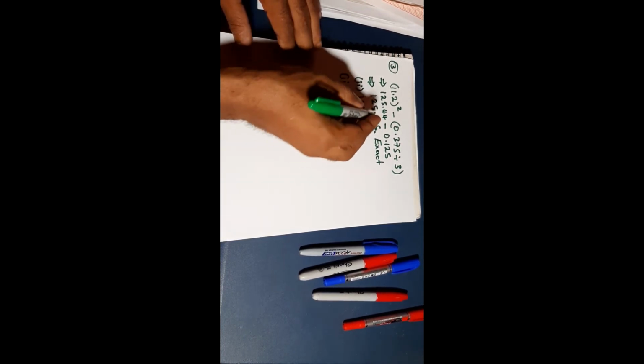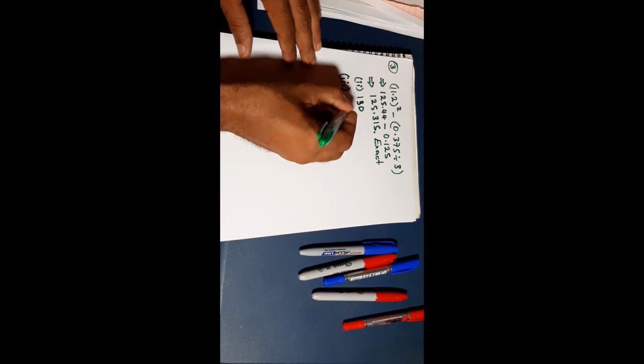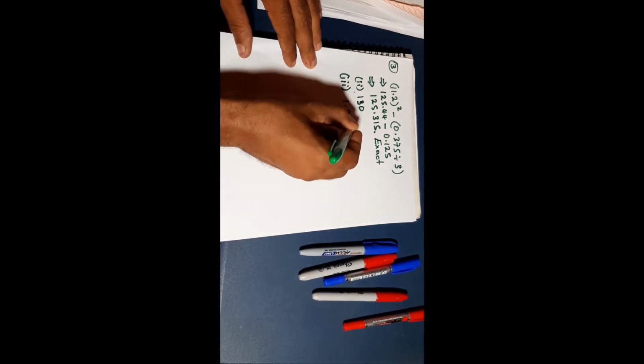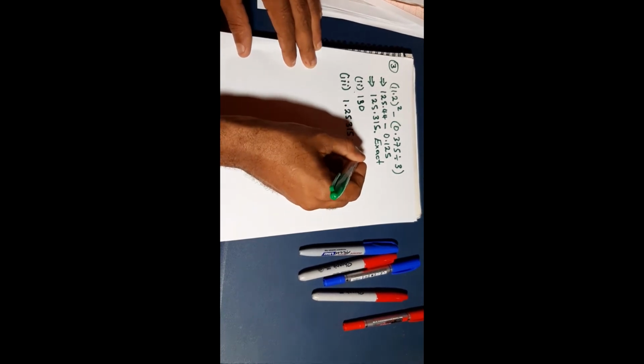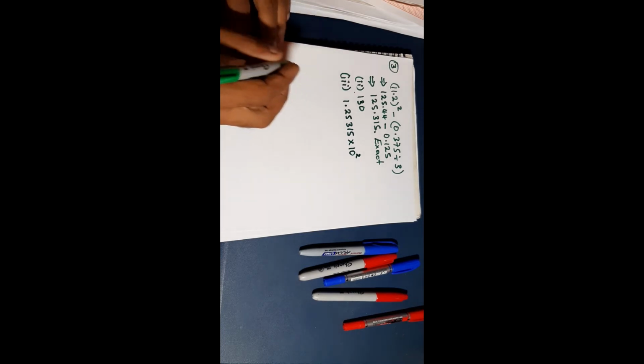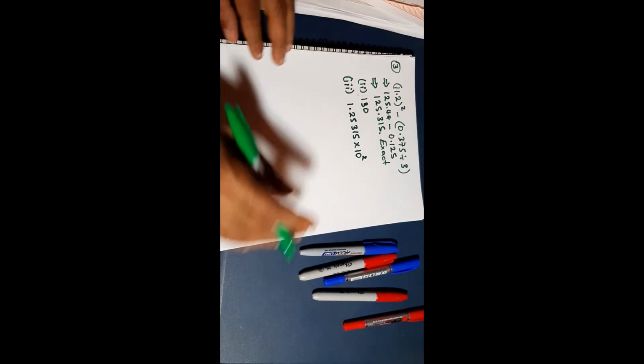So this number written in standard form is 1.25315 times 10 to the positive 2 power. I'm not going to really explain that. Hopefully you understand how I wrote that in standard form based on the previous videos.